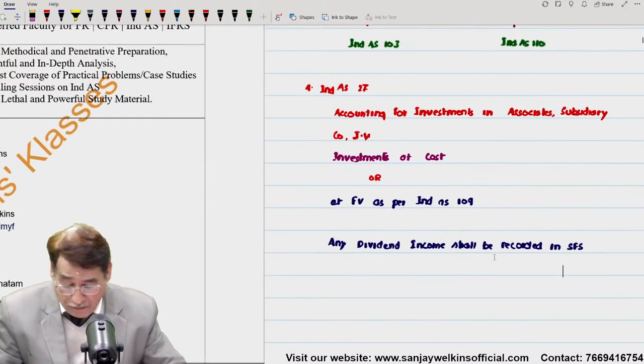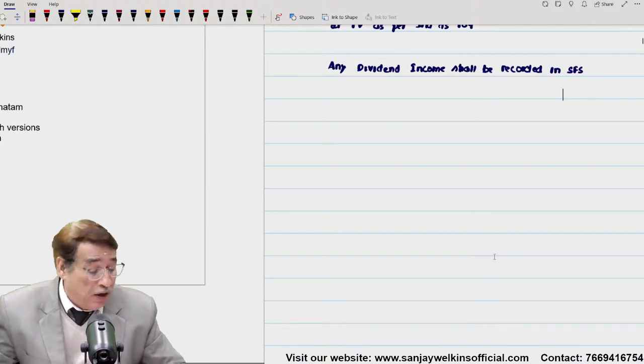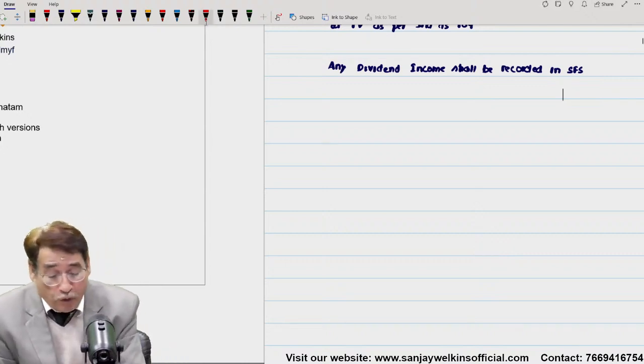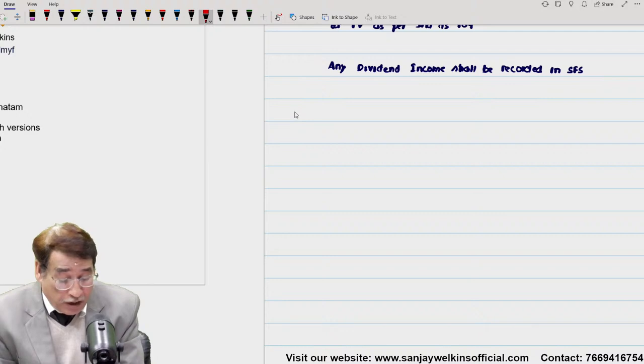So after having completed till up to this particular point, now I move over to the fifth portion. I hope till up to this particular point everything is clear.